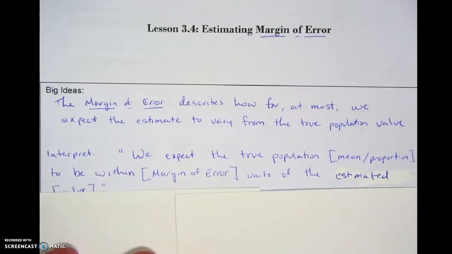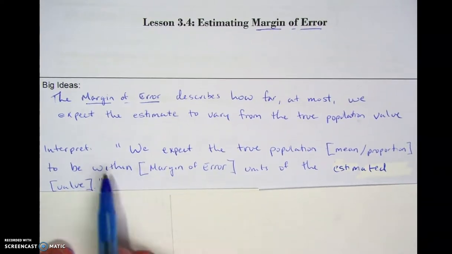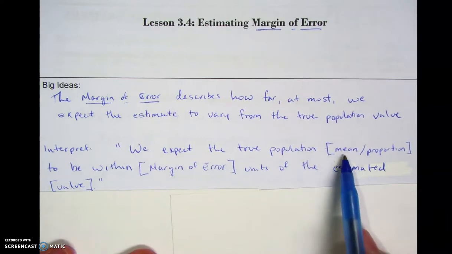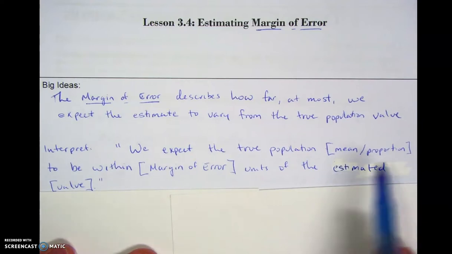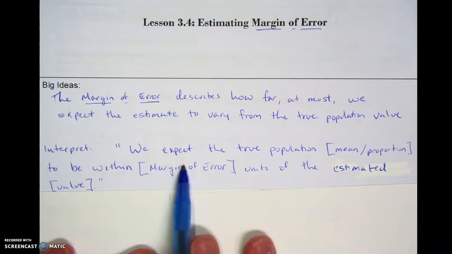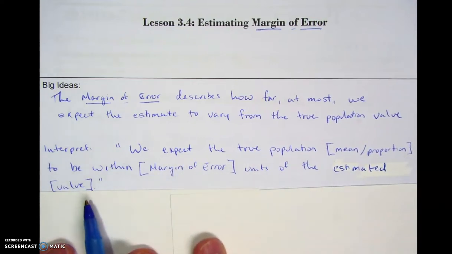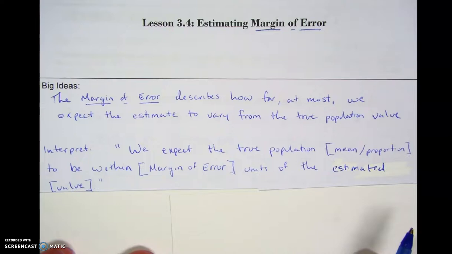So how do we interpret this? One way is, and if we reorganize this a little bit, it's fine, but what are the key pieces? We expect the true value, which I noted here, it's almost always a mean or a proportion. So either an average or a percent. We expect that true value to be within whatever the margin of error is, that many units of the estimated value. So that's how far we expect it to be away from whatever we estimate. And we'll see an example here on the back.